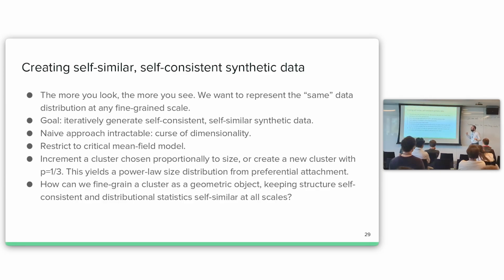The first part, generating the power law distribution, is fairly straightforward. Here we can take our clusters and pick a cluster to increment by 1 proportional to its size, or with some probability create a new cluster. We can just solve for what that probability is, and we get the power law size distribution that we expect, following a preferential attachment process. But the hard part is, how do we fine-grain a cluster, thinking about it as a geometric object, not just something of size whatever, in such a way that we both keep its structure self-consistent and maintain these distributional statistics of percolation clusters at all scales as we do this.